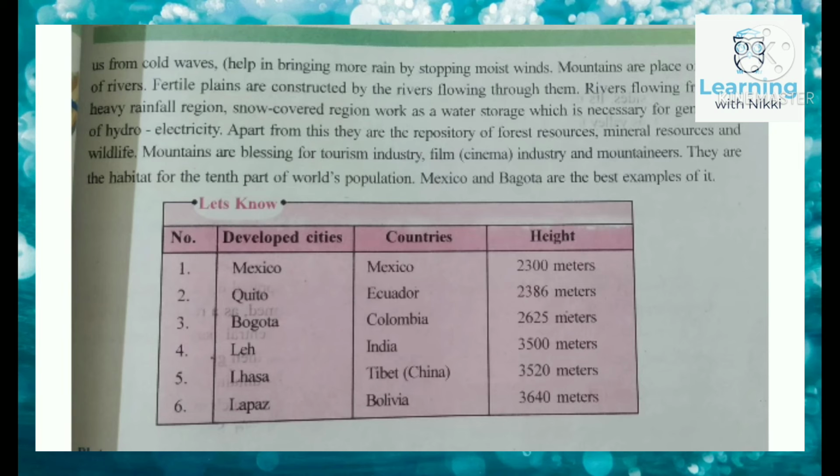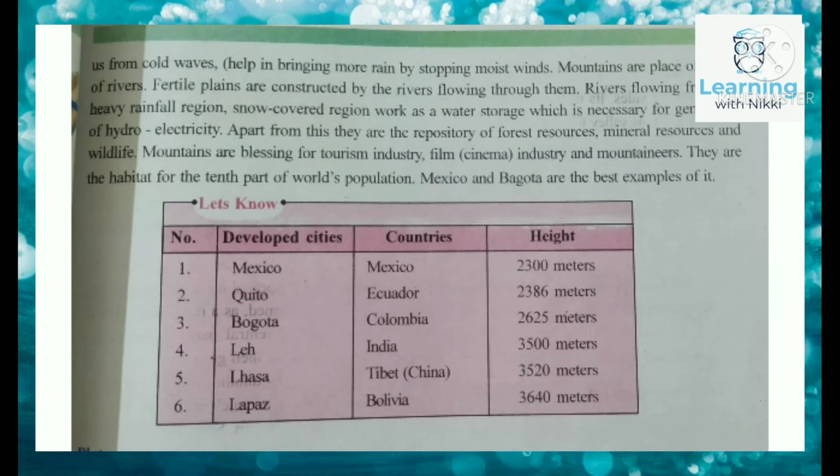Fertile plains are constructed by the rivers flowing through them. रिवर अपने साथ जो भी एल्यूवियल है वो फॉर्म करके लाएंगी, and at the flat surface it will create plains. So with the help of that the fertile plains are constructed.